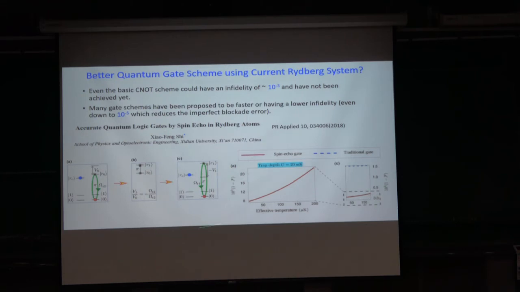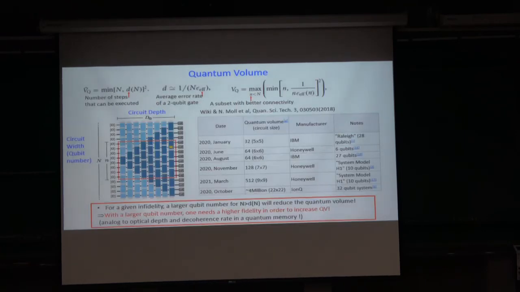However, there are some people like this guy. They proposed some advanced gate scheme. I don't have time to introduce this. They can get the error down to 10 to the minus 5. So there is still a lot of room people can improve. And in the end, as I mentioned, the qubit number is already on the order of a few hundreds, which is the largest among all platforms right now.